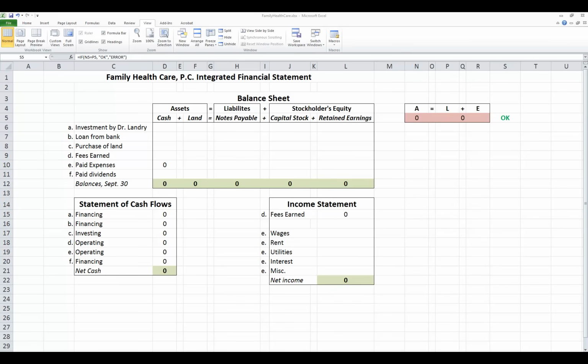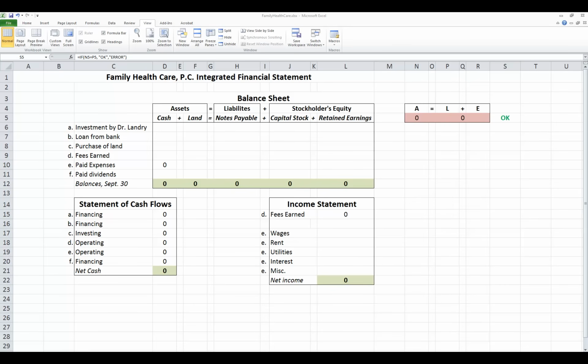Great. So let's go ahead and do our first transaction. Now, to get the business off the ground, Dr. Landry is going to use $6,000 of his own savings to start the business. So he's going to take $6,000 out of his own personal account, which, for our purposes, we're not worried about. Whatever comes out of his personal account, that's a whole different issue. We only care about it when it comes into the business. So Dr. Landry is going to take $6,000 of his own money and put that into the business. So where it says A, we have investment by Dr. Landry.